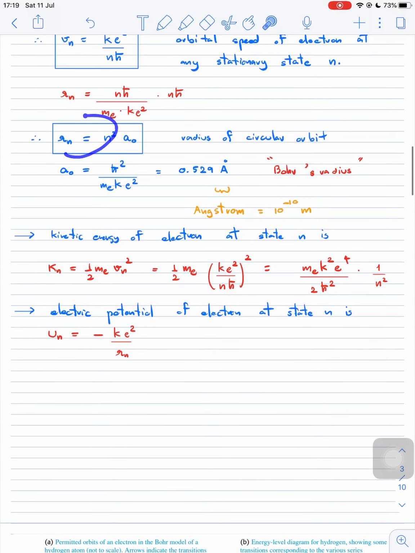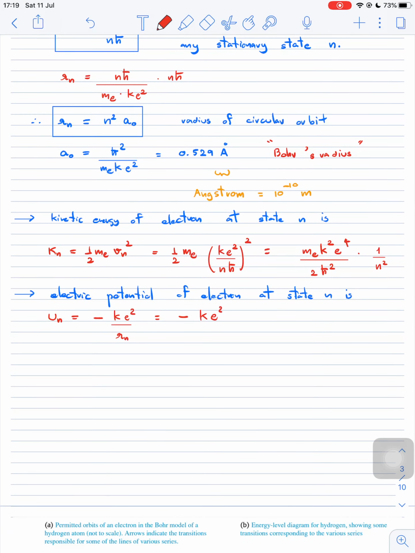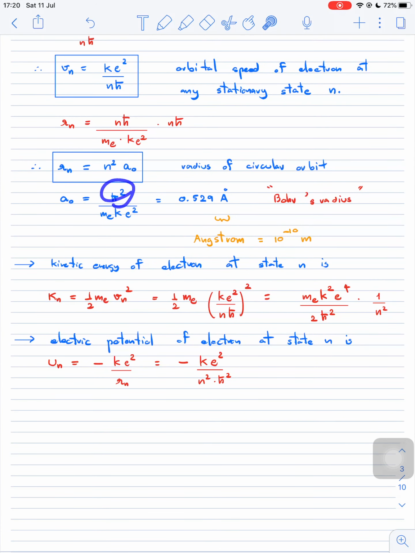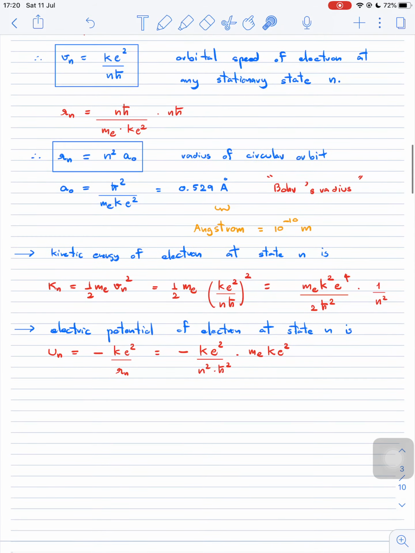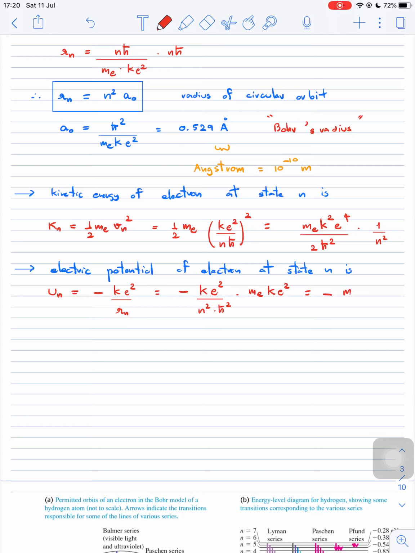Next, let's plug Rn into this equation. Un equals minus k e squared over Rn, where Rn equals n squared times h bar squared over me k e squared. With this denominator, Un is equal to minus me k squared e to the 4th over h bar squared, times 1 over n squared.